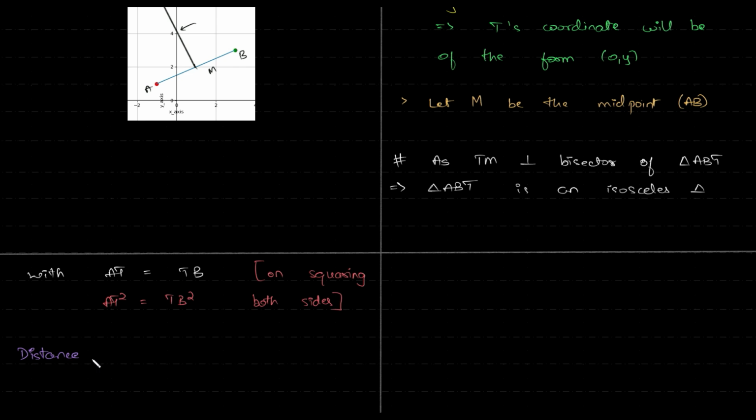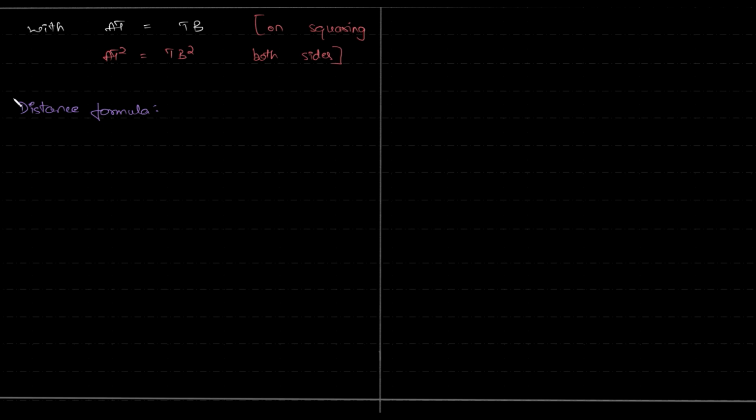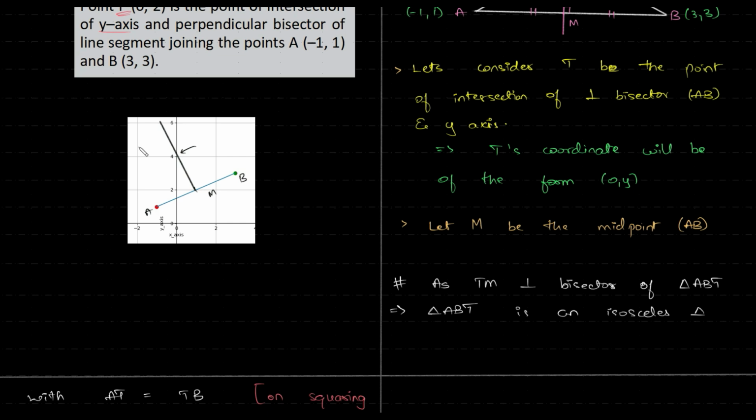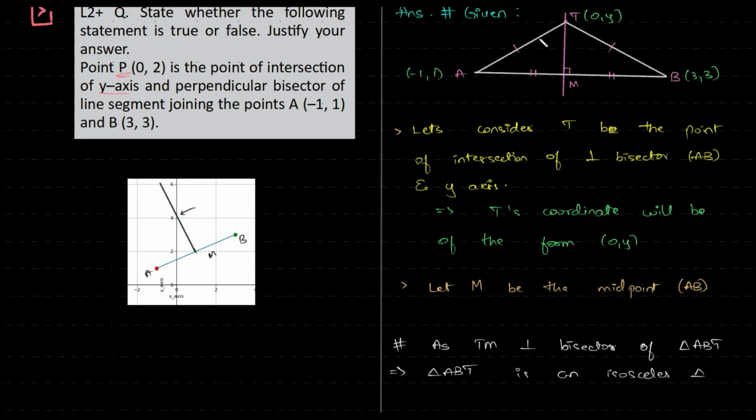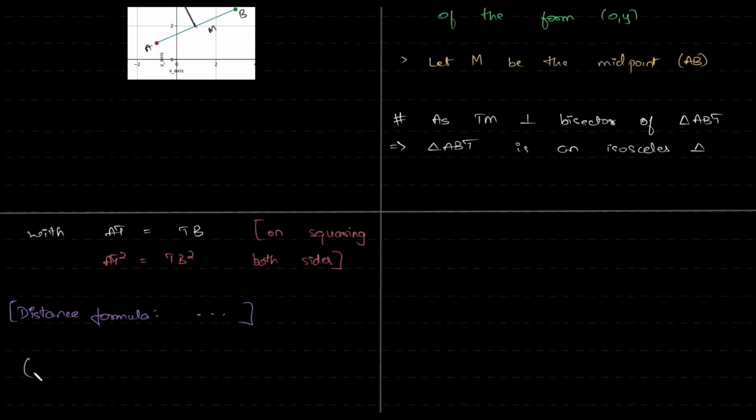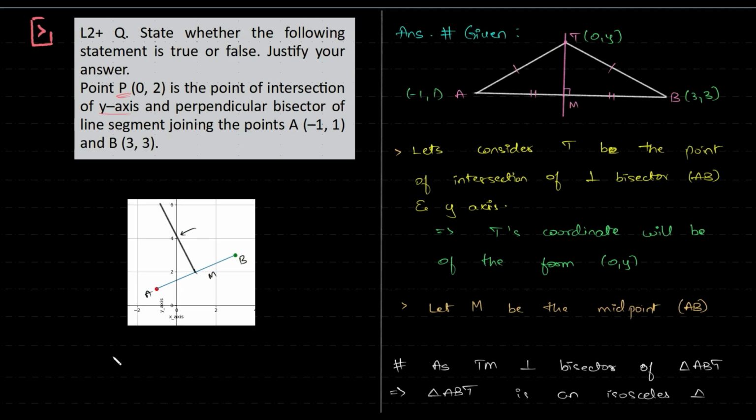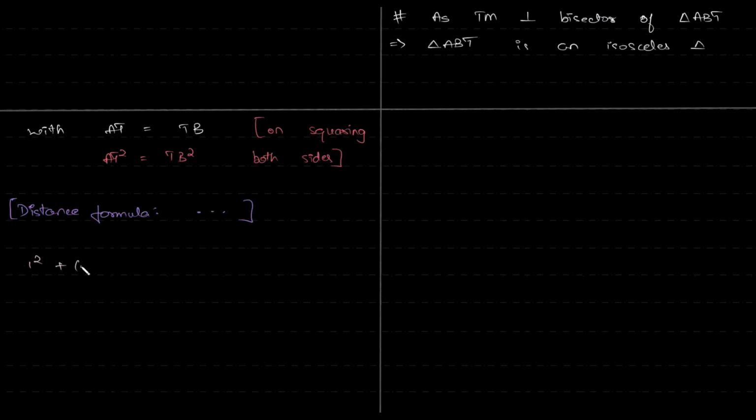So distance formula is what, guys? Distance formula is something that you guys have to write. I'm not going to write this. And now I'm going to substitute the values. Since we have squared it, what are the points actually? It is -1 and 0, so 1 square, plus the other point is y minus 1, the whole square, which is equal to the other points, 3 and y minus 3, the whole square.